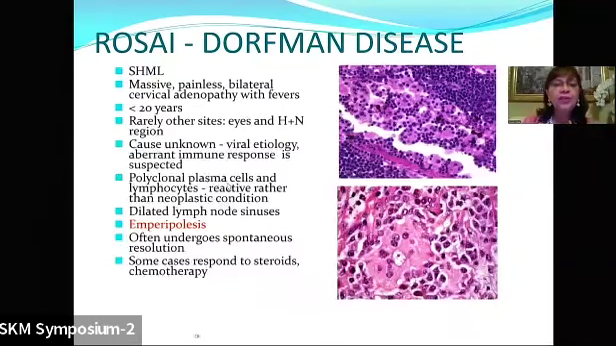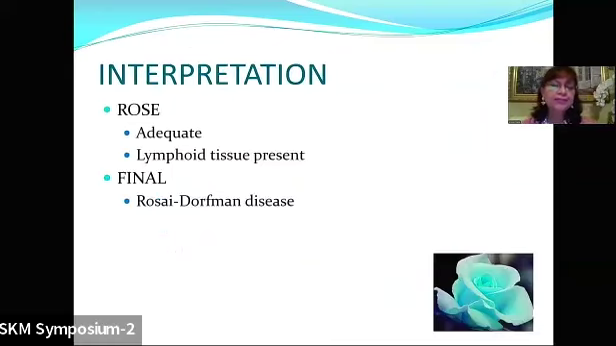And if you were to stain these lymph nodes, you would notice that the plasma cells are polyclonal and also the lymphocytes. So they're reactive rather than neoplastic. There are dilated lymph node sinuses, and the very characteristic feature is to see the emperipolesis. Oftentimes, these lymph nodes undergo spontaneous resolution. In some cases, patients may need to be treated with steroids, or if they don't respond to steroids, some chemotherapy.